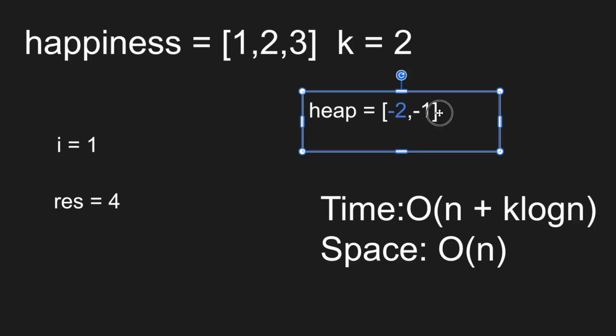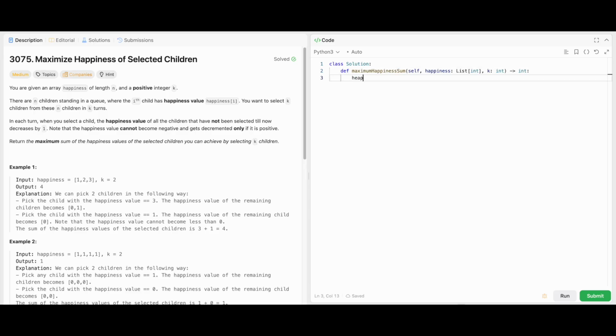So now let's get to the coding part. So first, we will set up the heap. So we will do negative h for h in happiness. And then we will heapify the heap. So now we'll make it a heap.